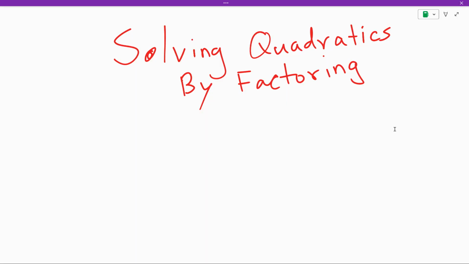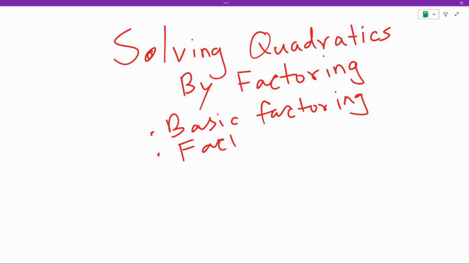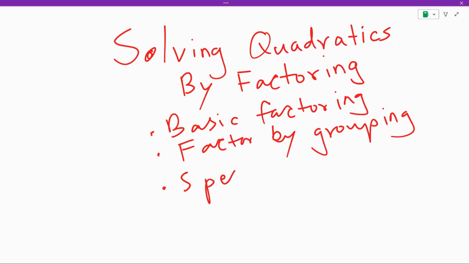Today we're tackling an essential skill for the SAT, solving quadratics by factoring. Factoring is one of the fastest ways to solve quadratic equations, and in this lesson we'll cover basic factoring, factoring by grouping, and special cases that you should be familiar with.